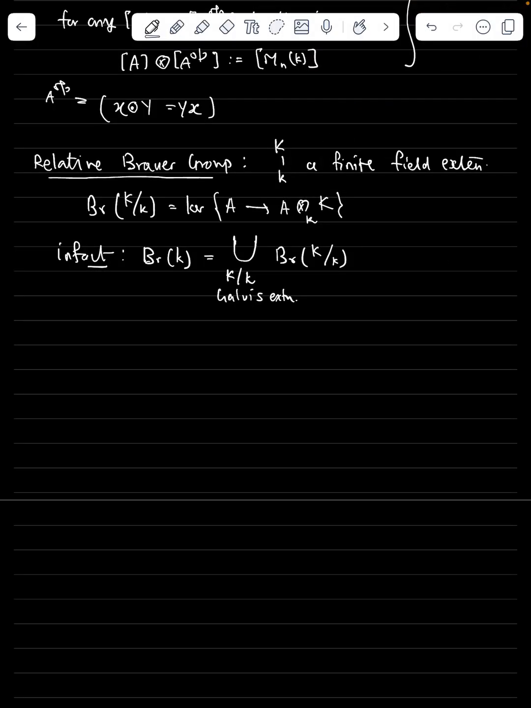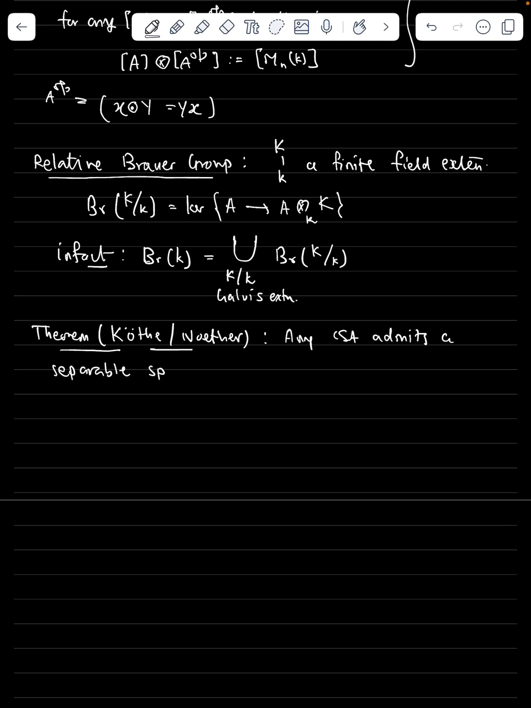I don't remember the name. I think it's by Noether, and I think it's by Koethe and Noether, that any central simple algebra admits a separable splitting field.